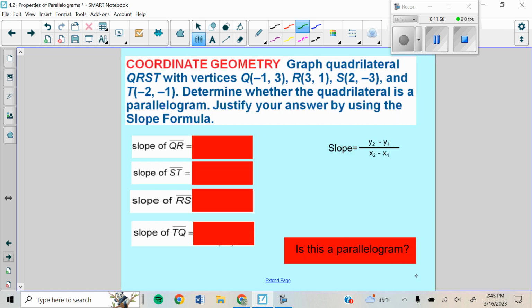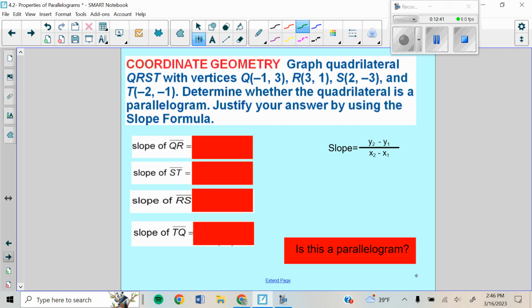All right, last problem we have here. This one is telling us to graph it. I'm not going to make you graph it, but it says determine whether the quadrilateral is a parallelogram. Justify your answer by using the slope formula. Why would we need to use the slope formula? Well, think about the very first theorem, or definition, that we wrote down for a property of a parallelogram. And if you don't remember it, flip your page, look back at it. We wrote down a parallelogram has 2 sets of parallel sides. And slope tells us if my lines are parallel. So if you find the slope for all 4 lines, you will be able to know if they are parallel.